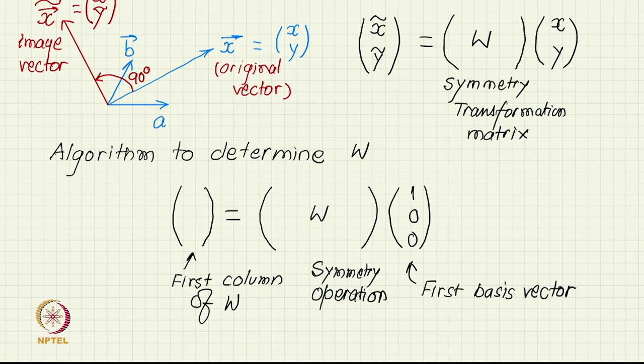Symmetry operation. So that means by the symmetry operation matrix, I want to transform 1 0 0. That means I want to know where will 1 0 0 go, where will the first basis vector go by the symmetry operation. Whatever is your symmetry operation, for example, in this example, I have shown 90 degree rotation. So, all I have to ask is, where does A go after 90 degree operation. So, this first column of W should represent nothing but the transformed A or transformed first basis vector.